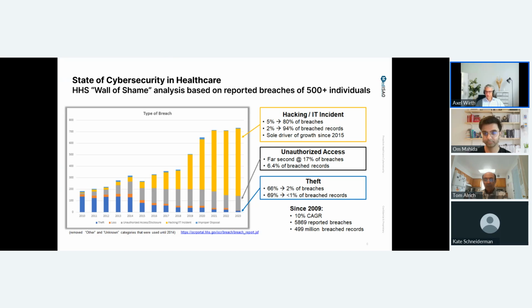And it has been the sole driver of growth since 2015. And that is driven by ransomware attacks, right? The cyber adversaries, financially motivated cyber criminals, have identified healthcare as an industry that is an easy target, that has a weaker security posture than, for example, the financial sector, but also has a higher pressure to restore operations, and therefore it is more likely that they can get paid.